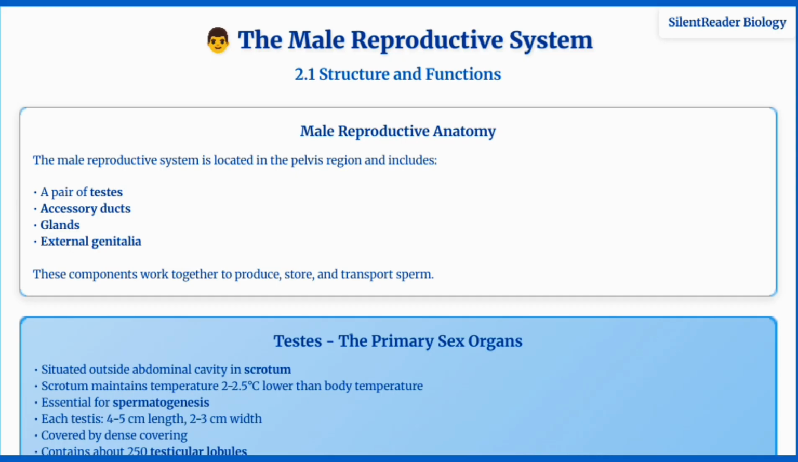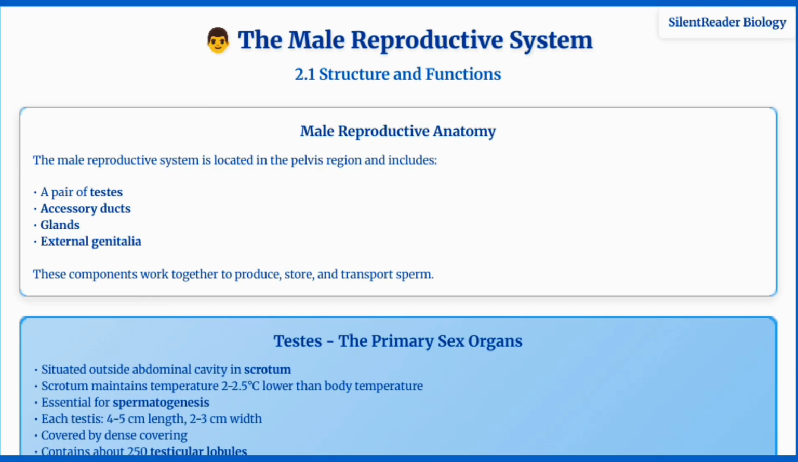Let's begin with the male reproductive system, which is located in the pelvic region and consists of several key components: a pair of testes, accessory ducts, glands, and external genitalia. The testes are the primary male sex organs responsible for sperm production and hormone secretion. They're situated outside the abdominal cavity within a pouch called the scrotum, which plays a crucial role in maintaining the temperature 2 to 2.5 degrees Celsius lower than normal body temperature, essential for proper spermatogenesis.